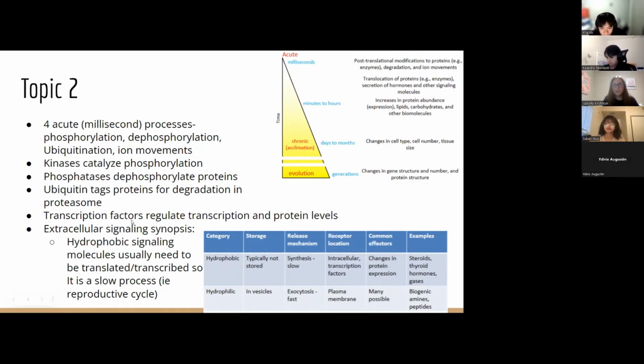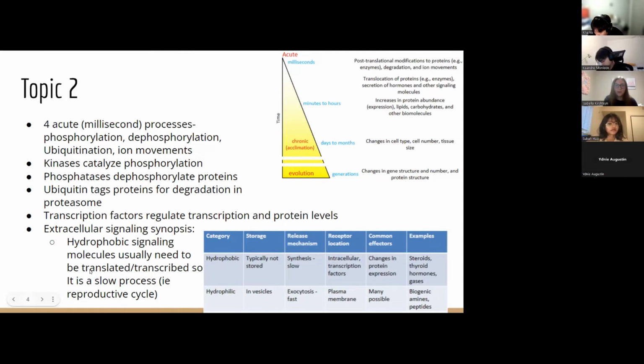So transcription factors will go into the nucleus and they'll bind to whatever gene they want to increase or maybe decrease. And then, sorry, I'm just going to move that so it's not in the way. This is just a quick little table synopsis of hydrophobic versus hydrophilic signaling molecules.